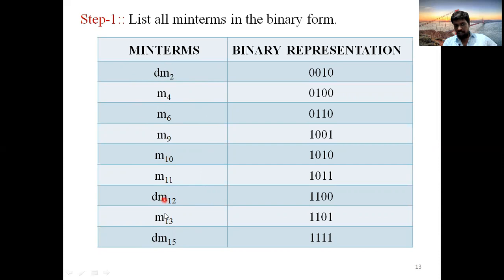DM2, DM12, DM15. Now convert these to binary. 2 in binary is 0010. 4 is 0100. 6 is 0110. 9 is 1001. 10 is 1010. 11 is 1011. 12 is 1100. 13 is 1101. And lastly, 15 in binary is four ones. So the first step is arranging all the minterms in order and writing their values in binary form. This is step number 1.